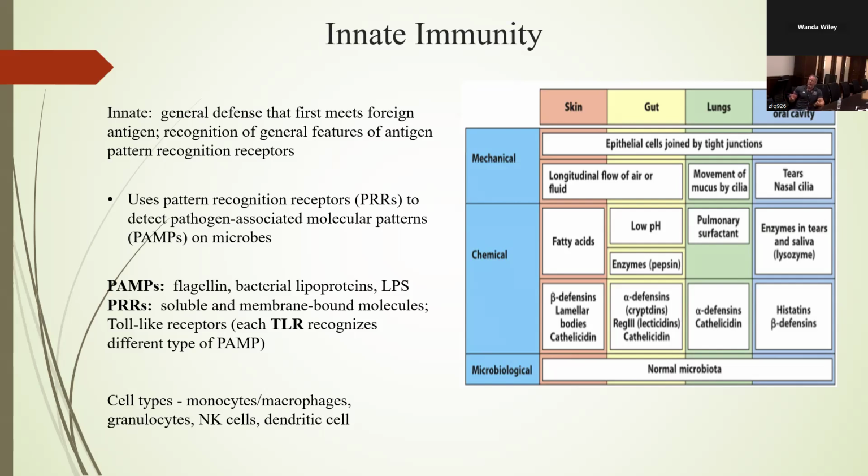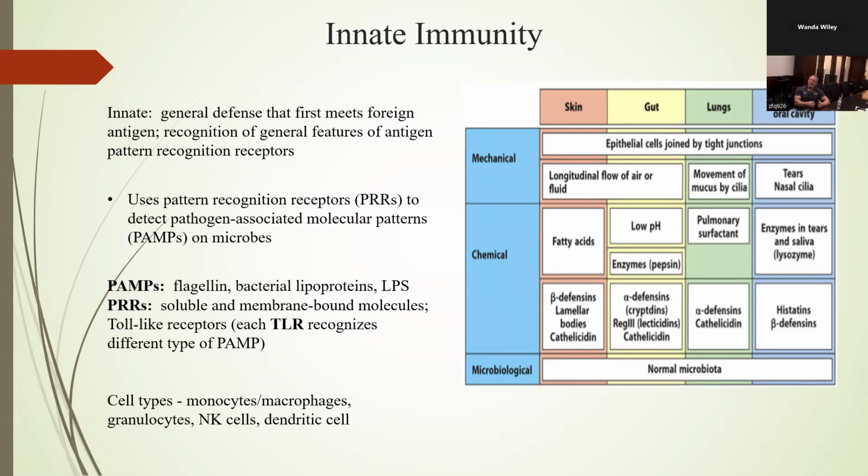So the normal bacteria that live in our stomachs, on our skin, and in our lungs are going to help keep us protected from other pathogens. And so the innate arm of the immune system is basically a general way of fighting against pathogens without specifically targeting a certain pathogen.